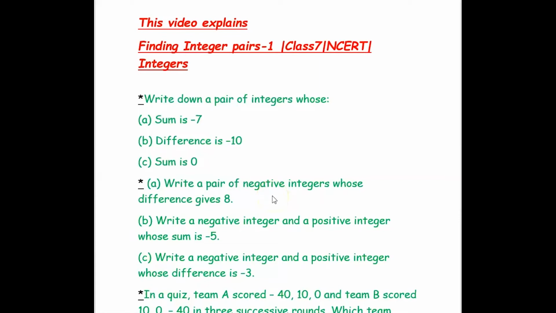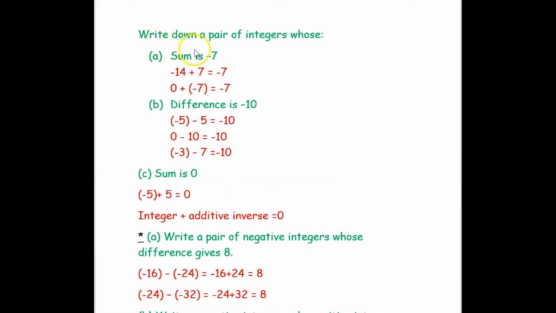In this video, we are going to see a few examples on how to find a pair of integers based on the given question. Our first question is, write down a pair of integers whose sum is negative 7. So we want to find two integers such that if you add them, that is the sum, your result should be negative 7. So I have taken negative 14 plus 7 as the two integers. So I am adding negative 14 plus positive 7.